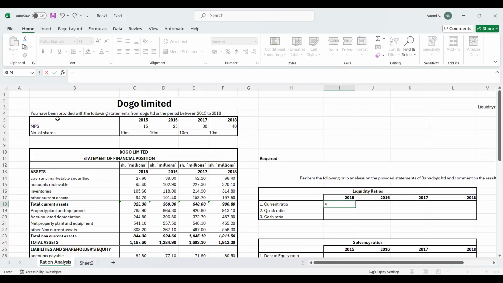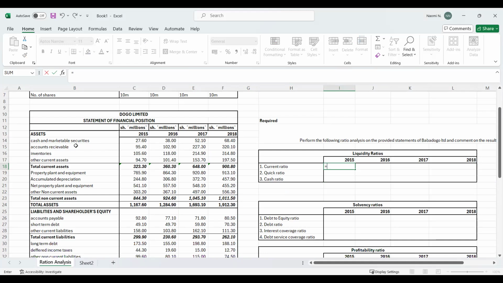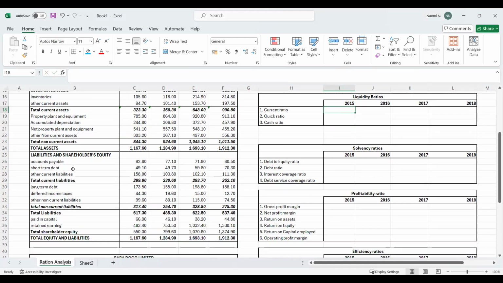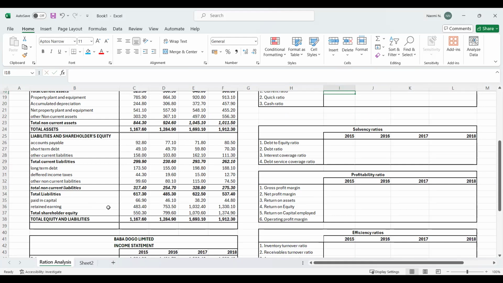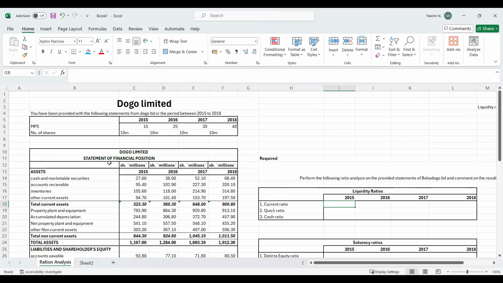Maybe we can read this question. You have been provided with the following statement from Dogo Limited, for the period between 2015 to 2018. Dogo Limited statement of financial position. Then we have the assets, total current assets. Then we have liabilities, we have current liabilities. And here we have the income statement. Here is the balance sheet.